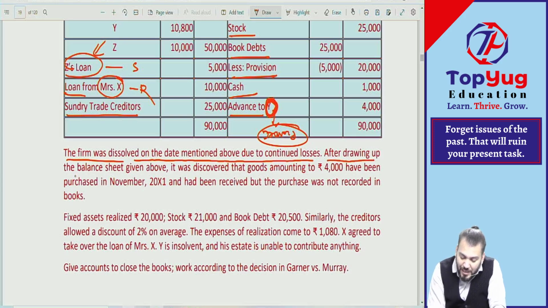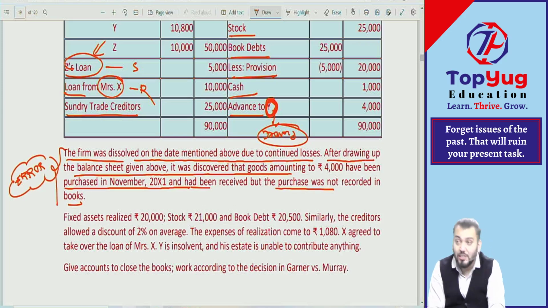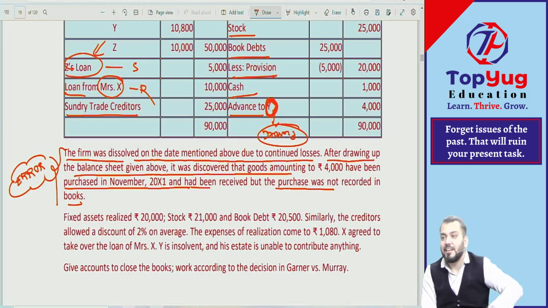The firm was dissolved on the date mentioned above due to continued losses. After drawing up the balance sheet given above, it was discovered that goods amounting to rupees 4,000 had been purchased in November 2001 and had been received, but the purchase was not recorded in the books of account. But this is what? Error. Can I say the error needs to be rectified before closing? So first we'll do rectification, then closing. If first closing, then rectification? First you need to correct the book balance and then closing. Means we need to pass one rectification journal entry.